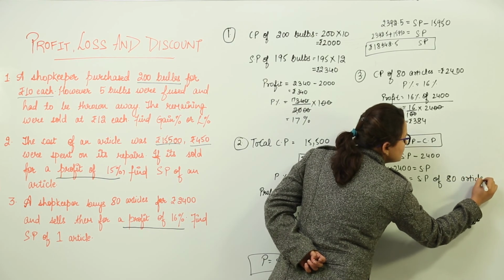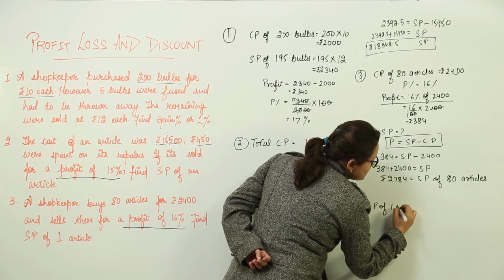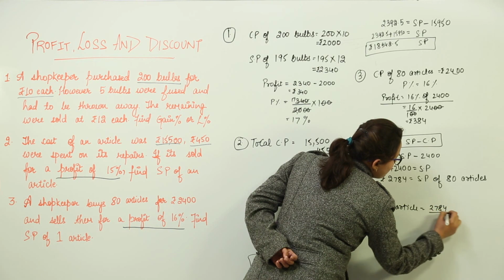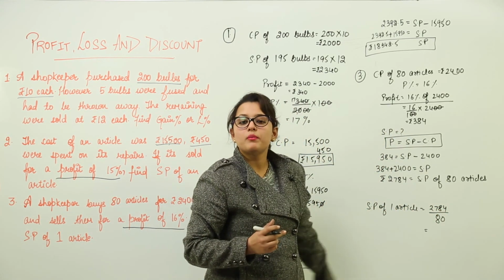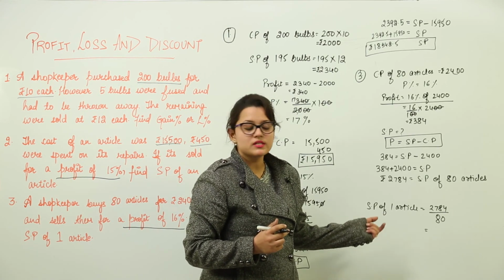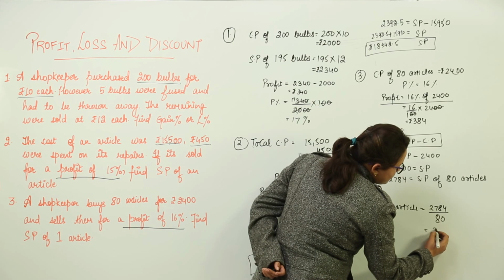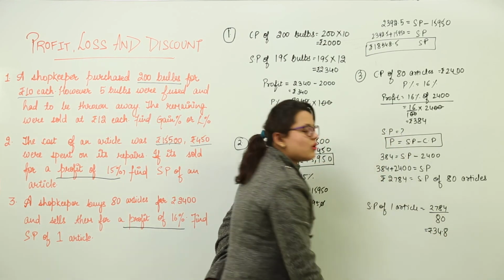The last and final step is to find the selling price of one article, that would be equal to 2784 upon 80. You divide the total selling price by the number of products that you had. We had 80 articles, so I have divided it by 80. You get 34.8 as the selling price of one article.